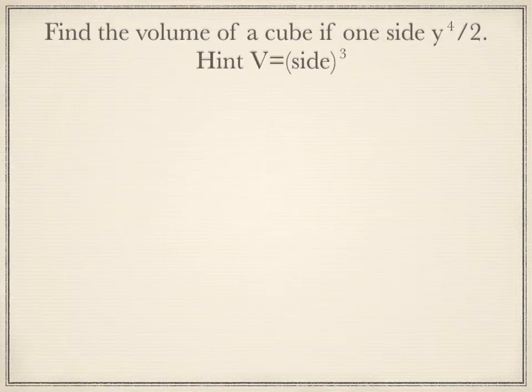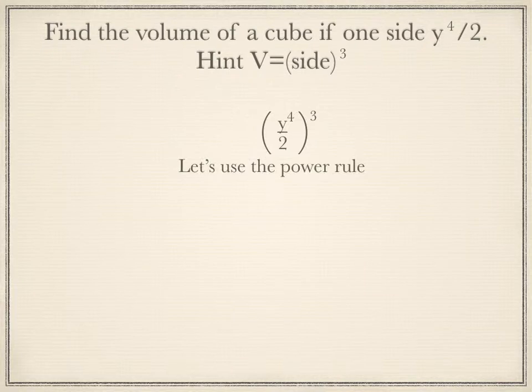Now let's go ahead and find the volume of a cube if one side is y to the fourth over 2. Hint, V equals side to the third. So we take y to the fourth over 2 and all of that to the third power, because once again we're trying to find volume. So here we just simply need to use our power rule.